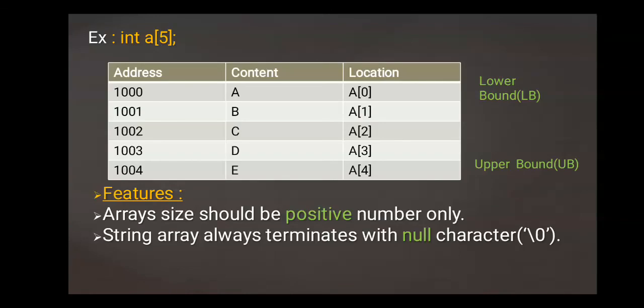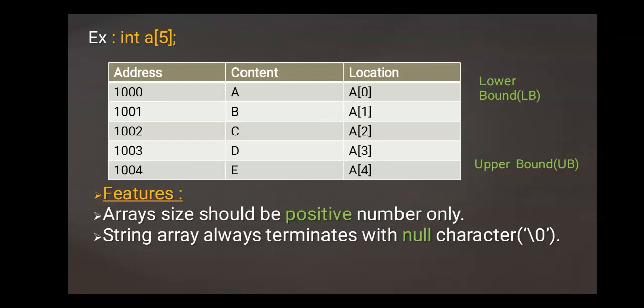This is how we represent the array. Example, int a[5]. Here int is the data type, a is the array name, and 5 is the size of the array. Here the address of the array, content of the array and location of the array are represented.